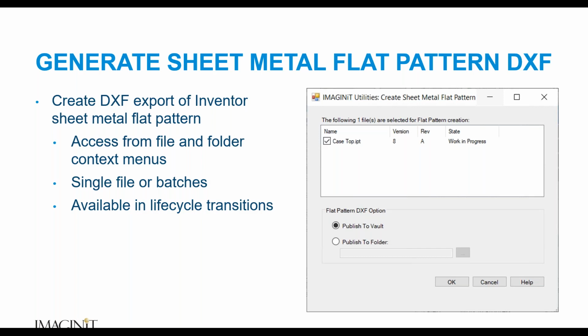You can also, if you are already in the folder, do a shift select or control click and select any of the files that you know ahead of time you're going to create these flat patterns for. And it's also available in a lifecycle transition, so we have the ability to add custom jobs on a transition. Perhaps on a release, we could say that these files would get their flat pattern created.